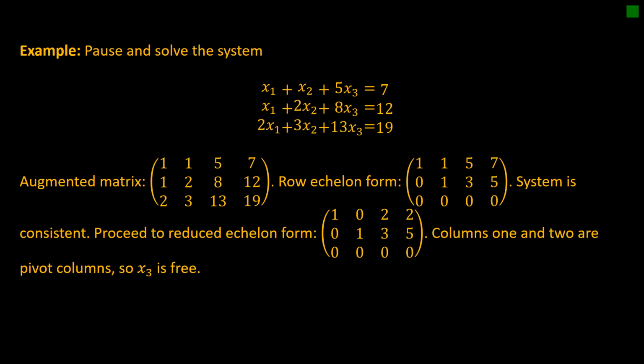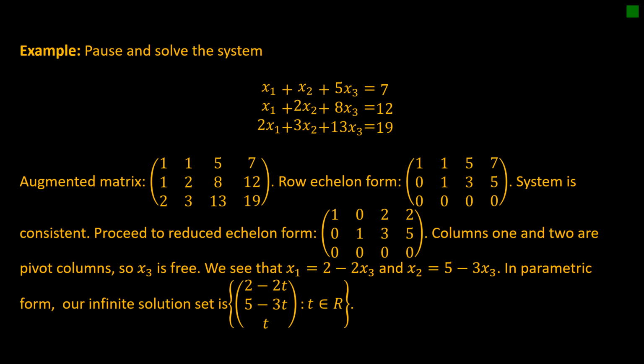X3 is free. So the first row tells me that X1 is equal to 2 minus X3 if I solve it. And X2 is equal to 5 minus 3X3. So I have taken each row and taken the basic variable and solved for it in terms of the free variable, right? So I have those solutions. So in parametric form, our infinite solution set is (2 minus t, 5 minus 3t, t) for t an element of R. So again, plug in your favorite values of t and you will get ordered triples that solve the system.